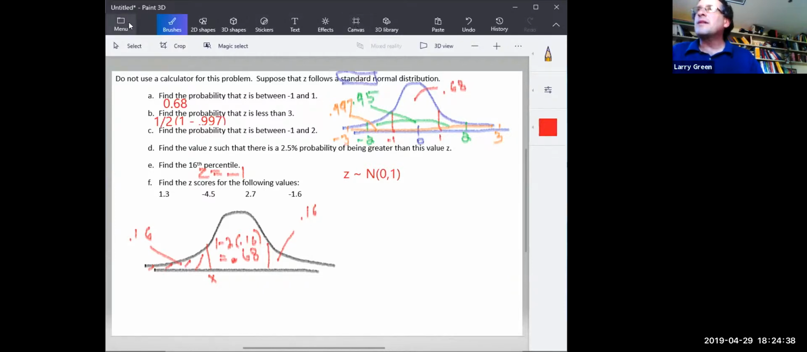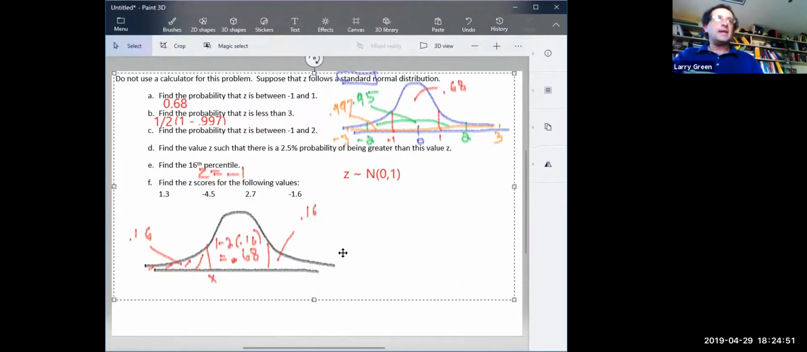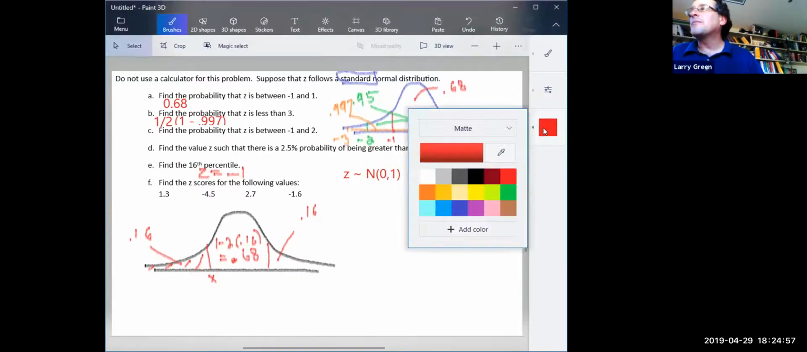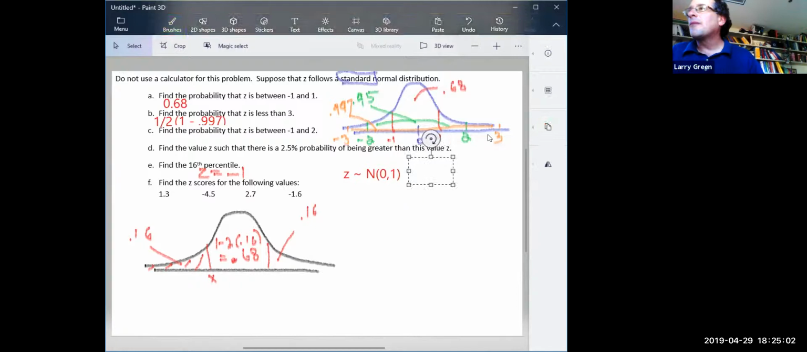Okay, so let's get rid of that. Go to select. There we go. And I'm not following where the Z equals -1 came from. So let me put a little arrow. That might help. One more time. Gonna get to the brush.